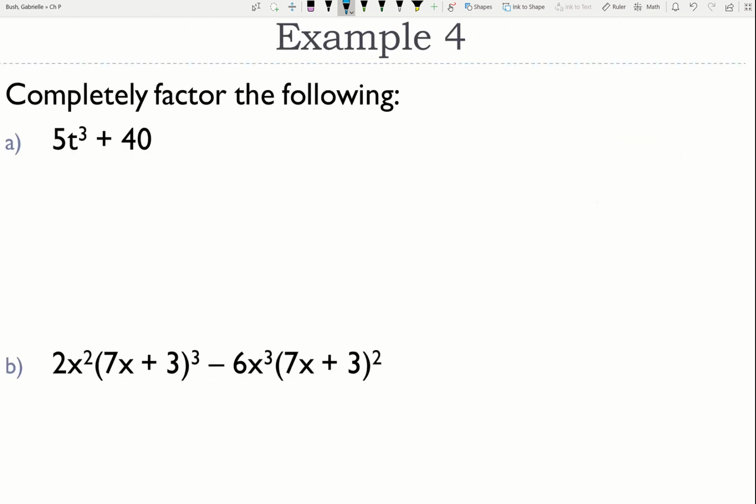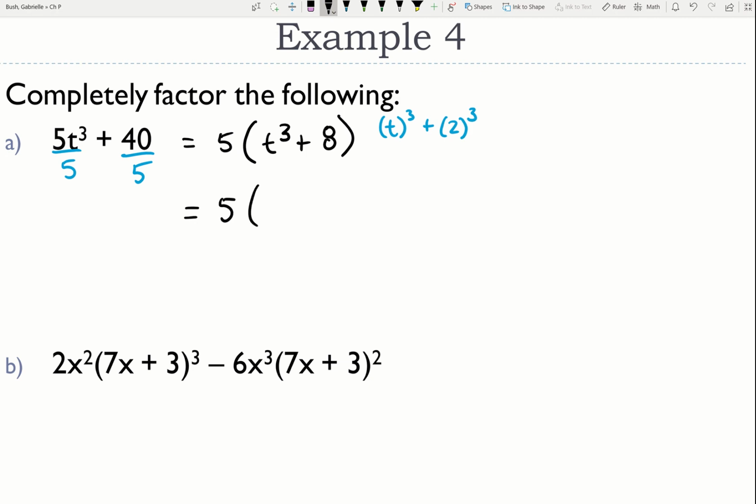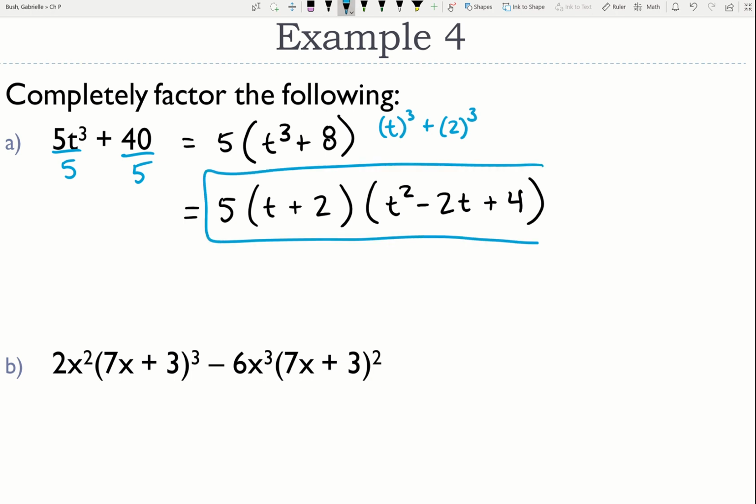Example 4, again, always look for a GCF first. I definitely think that you can have a GCF of 5 here in this first one, so we'll factor that out first. So 5 times t cubed plus 8. And then if you look at t cubed plus 8, that is a sum of 2 cubes. Basically, that is going to be t cubed plus 2 cubed. And so that means we can go ahead and apply the sum of 2 cubes formula. There's our 5 GCF from out front, and then that would be t plus 2 times t squared minus 2t plus 4. And there would be the complete factorization of that one.